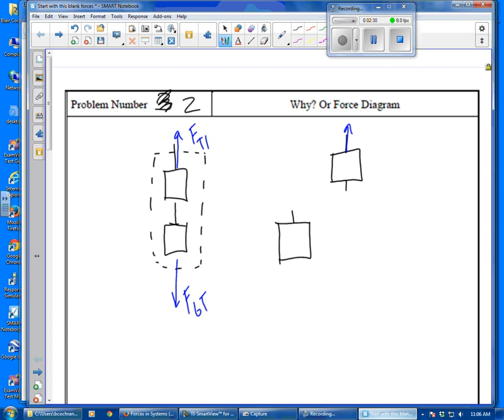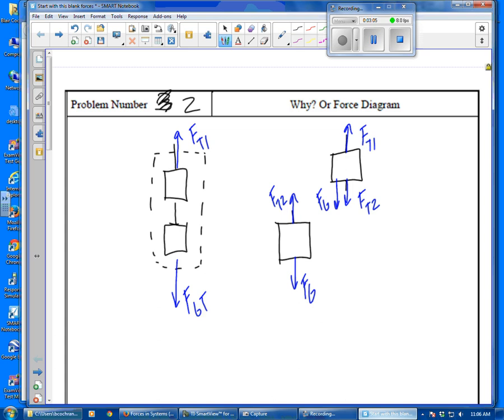Then the individuals, I'd have FT1 up. Let's call this FT2. This would be FT2 for the bottom one. And there'd be a weight down here, and here there would be a weight down. So those would be my 2 individual force diagrams.